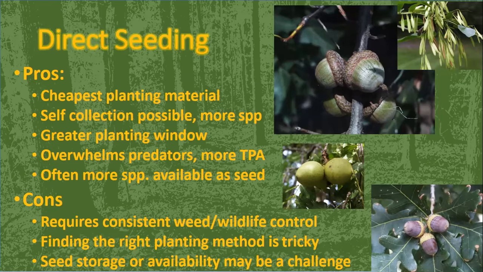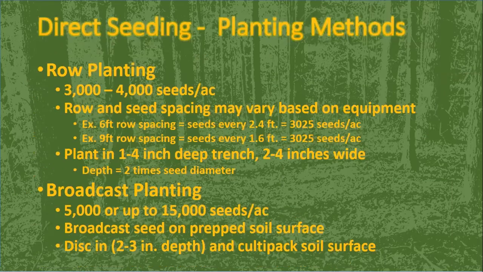We'll talk about that in the next upcoming slides. Finding that exact right planting method is pretty tricky, whether you plant in rows, whether you broadcast. Again, I'll talk about that in a couple of slides, but that can be an issue as well. Also, seed storage, if you collect the seeds and you have to store them, that can be a little bit tricky. Availability may be a challenge, especially in years where we don't have a good seed crop from one species or another. It may be difficult to find a certain species, but anyway, I think the pros of this method definitely outweigh the cons.